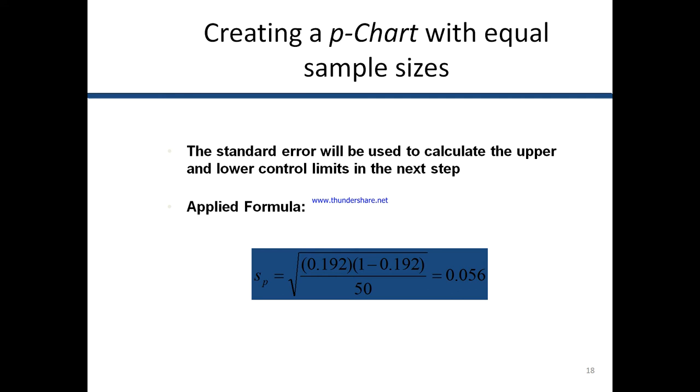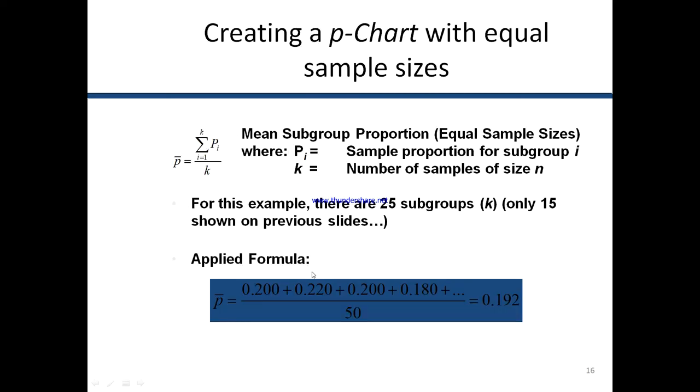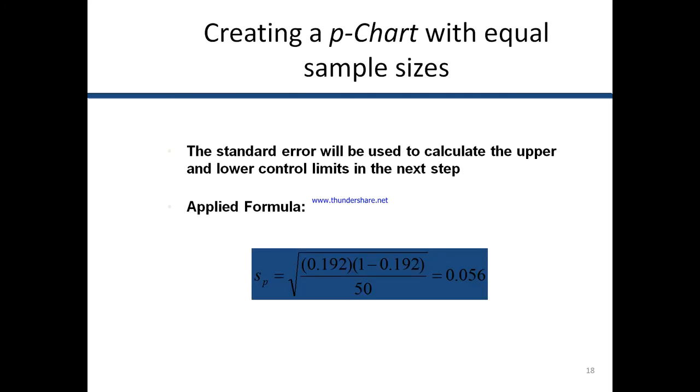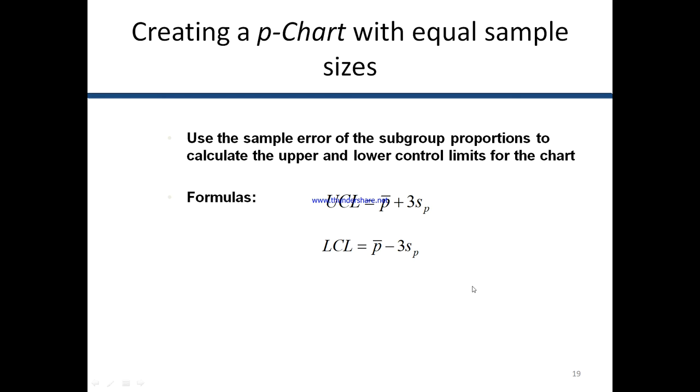And in this case, you can see here we have taken the value based on our previous information, we know p bar is equal to 0.192, and you can substitute 0.192 into the equation and find the standard deviation value to construct the upper control limit and the lower control limit. And these are the equations that you have to use to construct the upper control limit and the lower control limit. So p bar we have already calculated, and the standard error we have also already calculated.